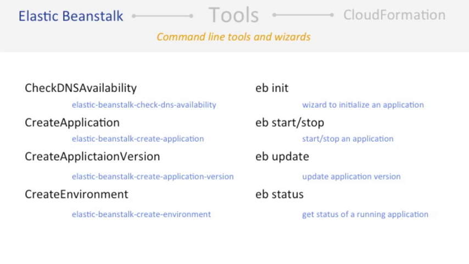I can also do these sorts of tasks from the command line. Just as with any other part of AWS, you can call into the command line, check the application status, create a new application version, and so on.